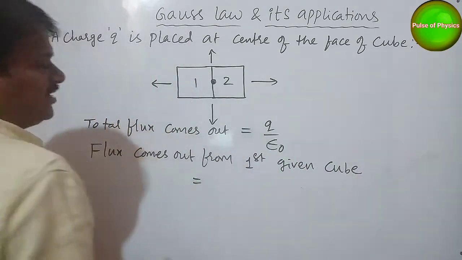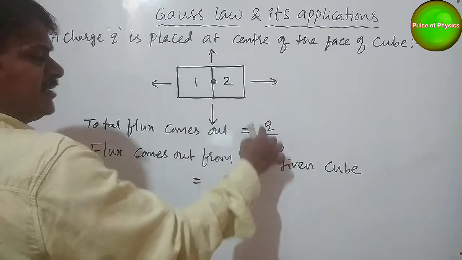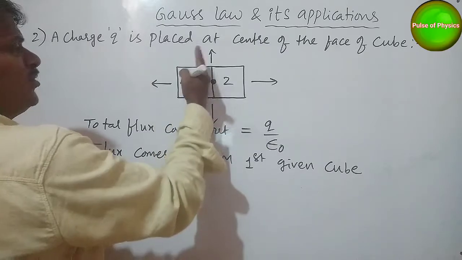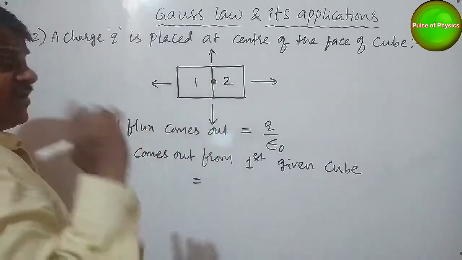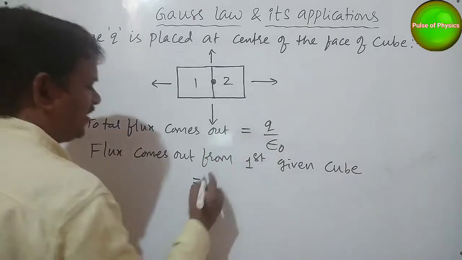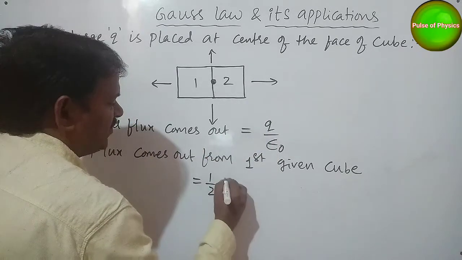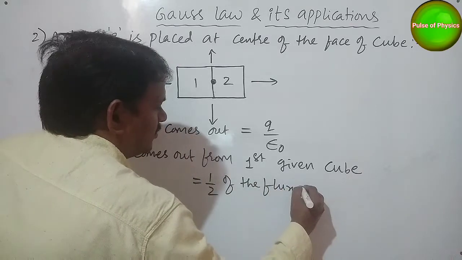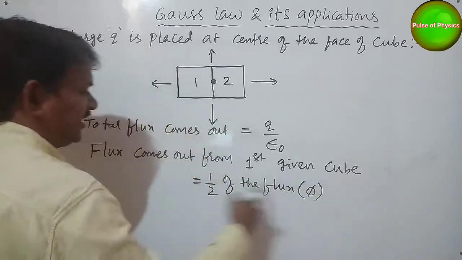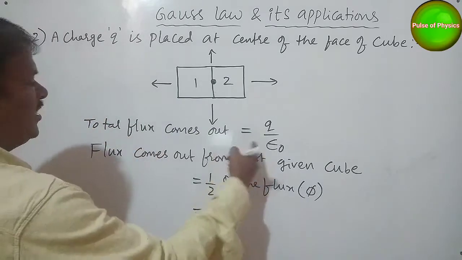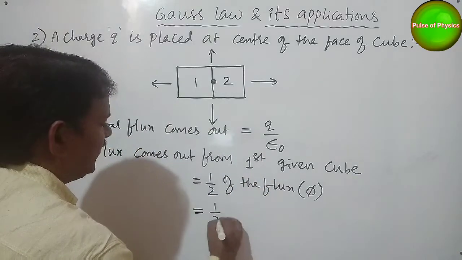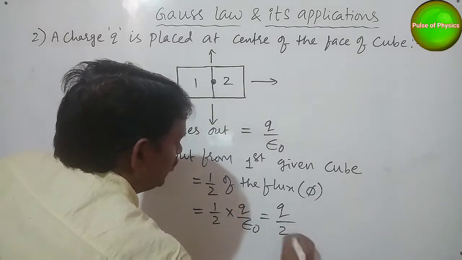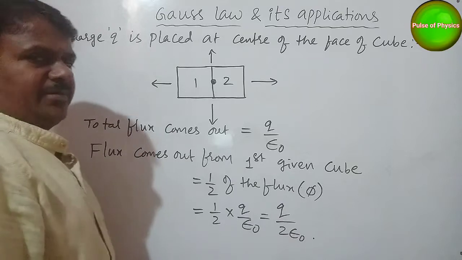It is nothing but total flux is Q by epsilon naught. It is distributed equally. So from one cube how much flux will come? Half of the flux will come. So half of the flux, that is phi, is nothing but half into Q by epsilon naught, that is Q by 2 epsilon naught.